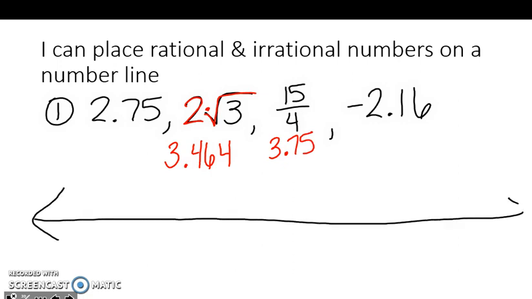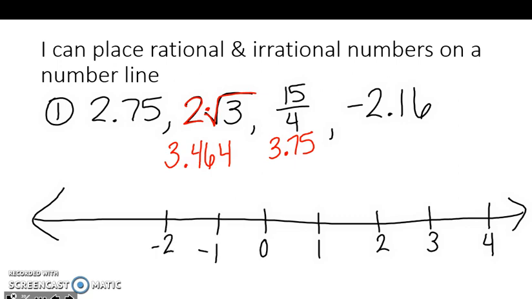All right, so we got to get our number line. So we have negatives and positives, so positive 1, positive 2, positive 3, positive 4, and then negative 1, negative 2, negative 3, negative 4. All right, remember when you place it on a number line, you have to use the original numbers to label it. So 2.75 is going to be between 2 and 3, closer to 3, and we're going to label it 2.75.